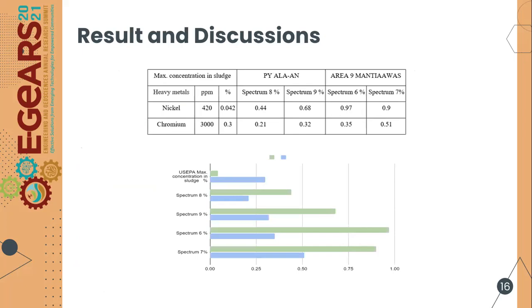And even with the United States Environmental Protection Agency standard for the maximum concentration of heavy metals in sludge, nickel is still 10.5 to 23 times higher than their maximum concentration, while three of the spectrums in chromium are a little higher than the set standard by 1.1 to 1.7 times.